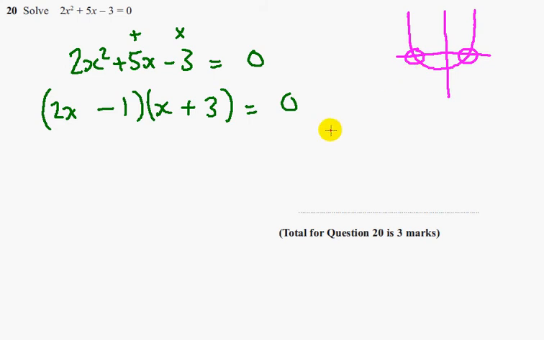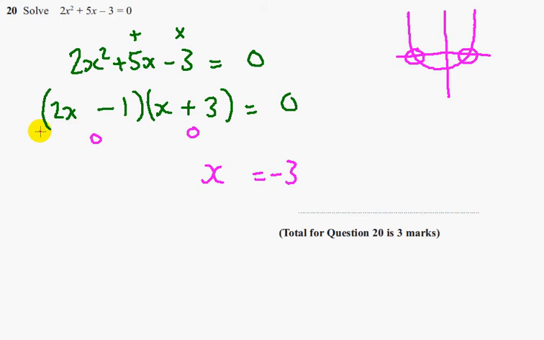So, in order for this whole thing to equal 0, either this bracket has to be 0, or this bracket has to be 0. Because 0 times anything, any number, is going to equal 0. So, in order for this bracket to be 0, x is going to have to be minus 3. So that's one of the solutions, one of the x values.